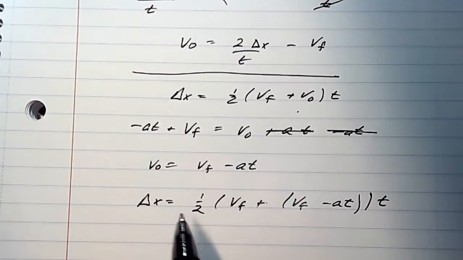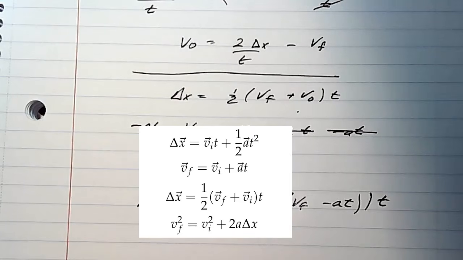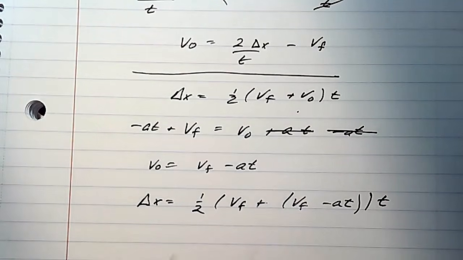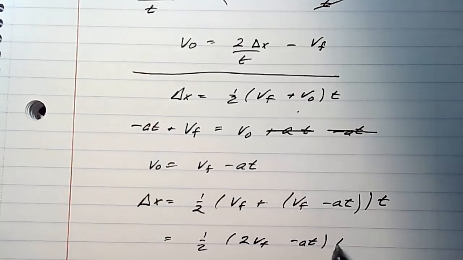And this is like when we derived this other equation. Let me bring that back up. This one, the V initial t plus 1/2 AT squared. When we derived that in the notes, we had to do some algebra. And we have to do it here. We're just going to group things and distribute. All right, this is going to be 1/2 2V final minus AT times T.